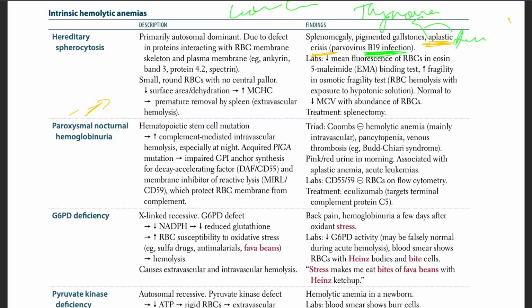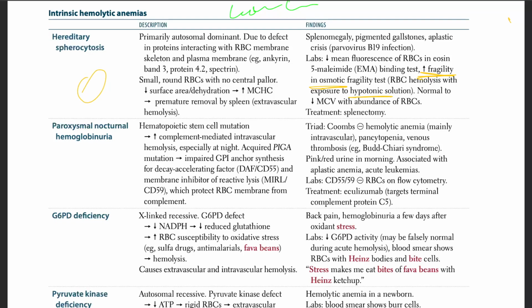Okay. So let's move on with what we were reading. In labs, you have decrease in mean fluorescence of RBCs in eosin-5-maleimide (EMA) binding test. Very importantly, you will have increased fragility in osmotic fragility test. So what's going to happen is RBC hemolysis with exposure to hypotonic solution.